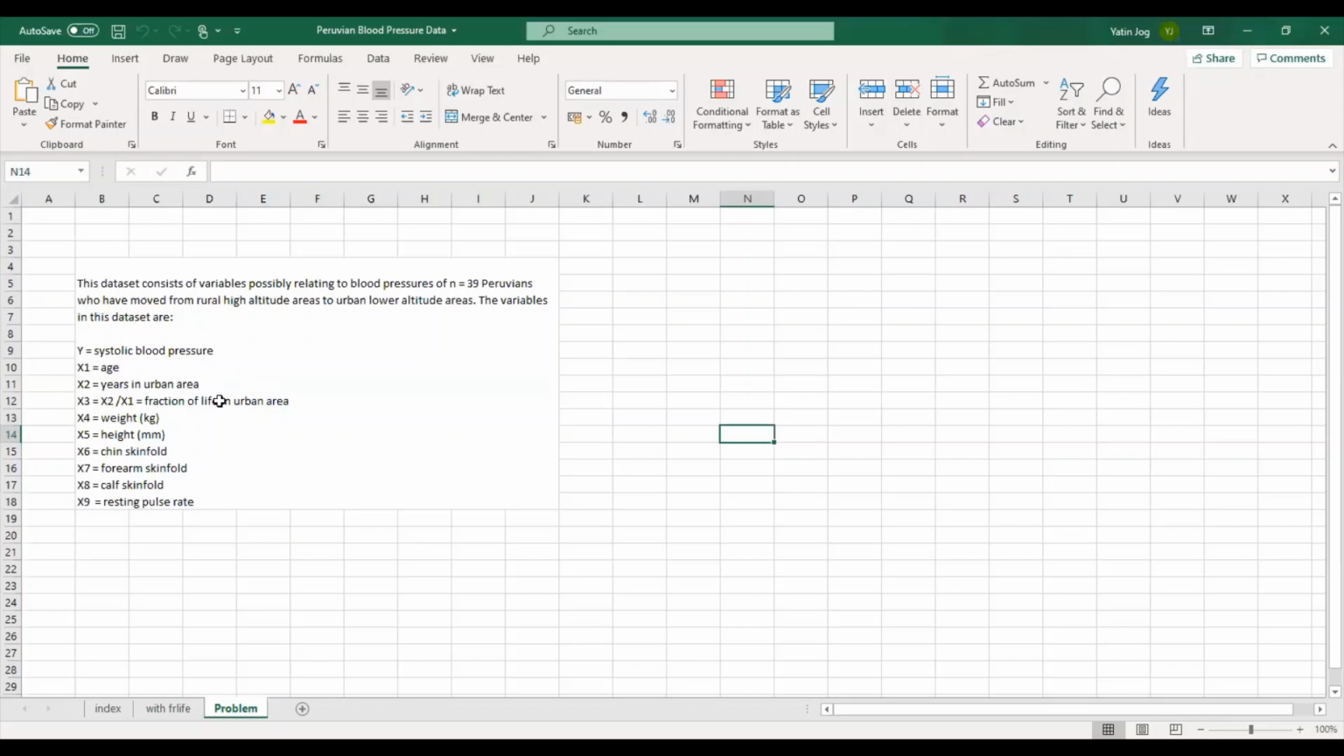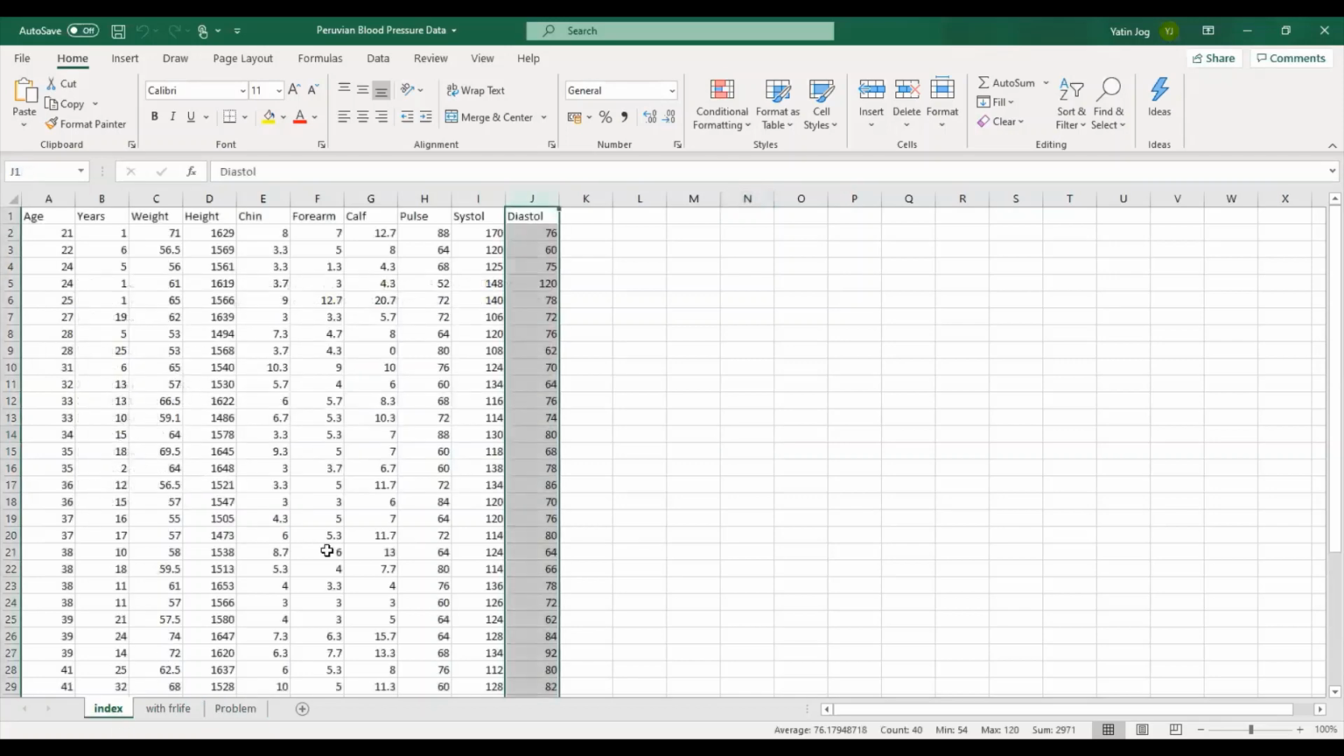Then it is given in the problem statement itself that you have to calculate X3 manually using the formula X2 upon X1, that is years in urban area divided by age. So it is the fraction of your life in an urban area. So if your age is, suppose, 40 years, and out of 40 years you have been living in an urban area for 20 years, that means 50% of your life is in an urban area. So I am calculating that fraction of life, and then weight, height, chin, forearm, calf, and then resting pulse rate, that is normal pulse rate.